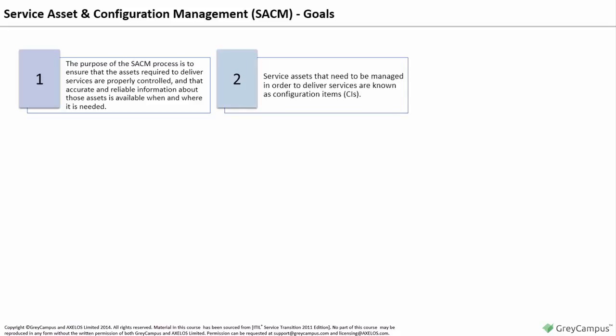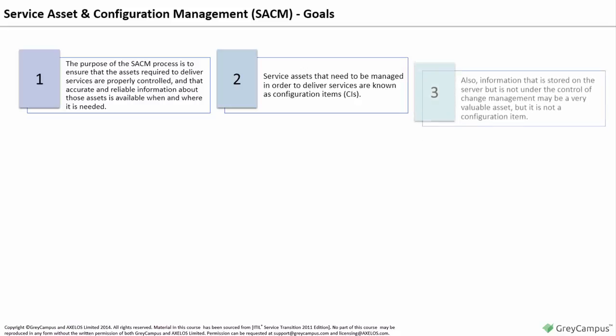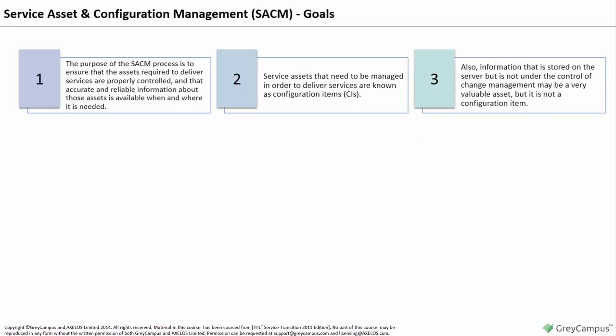Service assets that need to be managed in order to deliver services are known as configuration items, CIs. Other service assets may be required to deliver the service, but if they cannot be individually managed, then they are not configuration items. Every CI is a service asset, but many service assets are not CIs. For example, a server will be both a CI and an asset. The knowledge used by an experienced service desk person to manage incidents is an important asset, but is not a CI. Also, information that is stored on the server but is not under the control of change management may be a very valuable asset, but it is not a configuration item.